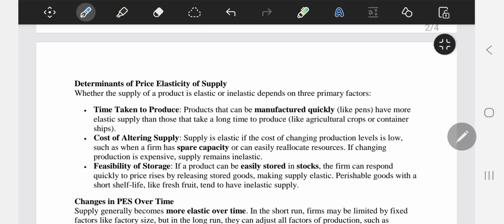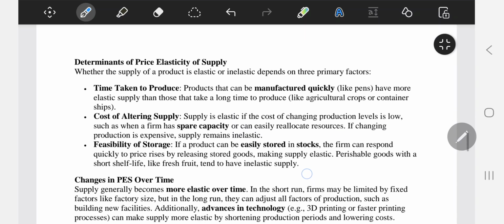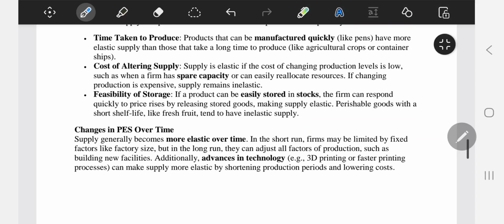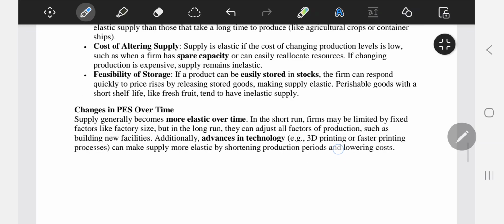And then we have whether a product can be stored or not. Products that can be easily stored are price elastic, and those that are difficult to store are price inelastic. Evidently, we must know that perishable goods are price inelastic. Now, important for you to know is that similar to PED, PES is more elastic over time. Given a lot of time, producers have time to produce whatever they need to produce. There are also changes in technology that can help them, and therefore over time PES is going to be price elastic.